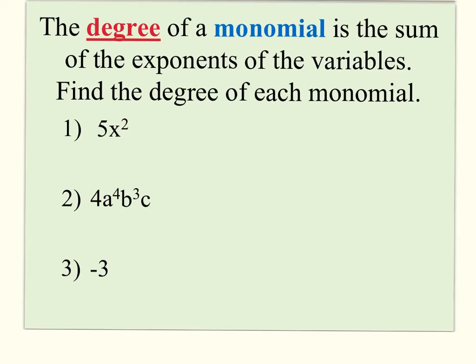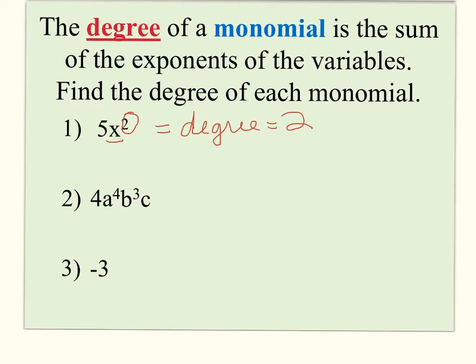If we have a monomial and we want to find the degree, we merely add up the exponents that are on the variables, and that is the degree of that monomial. So if we take a look at 5x squared, we look at the exponents on the variables and add them up. In 5x squared, there's only one variable and one exponent, so the degree of 5x squared is 2. That was pretty easy.